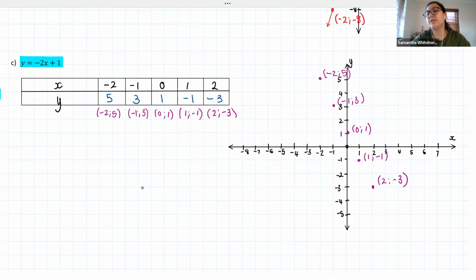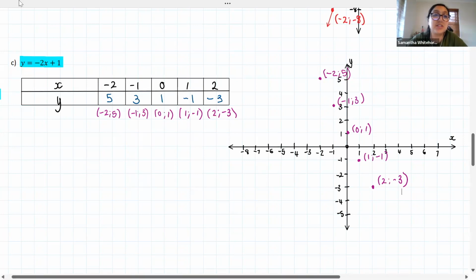Now guys, hopefully what you see is, again, you have a straight line. It's just now decreasing. We'll chat about why that is in a second. So we take our ruler, we join all of our points. Obviously, I've not joined my points very well, but again, I will fix that. Join your points and you've got your graph.